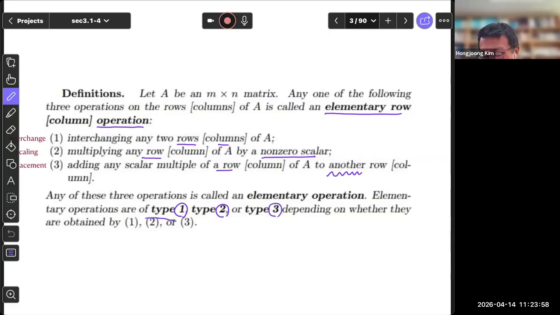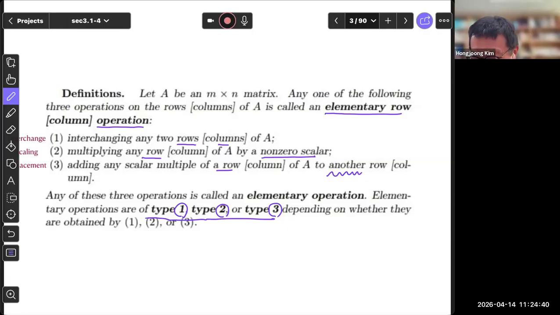But this numbering of type 1, type 2, type 3 is quite unique to this textbook. If we read some other linear algebra textbooks, they don't say type 1, 2, or 3. They may say interchange, scaling, or replacement. But in this textbook, the author prefers type 1, 2, or 3, so let us use this expression. But as I said, these expressions are textbook specific, meaning other textbooks do not use type 1, 2, or 3.